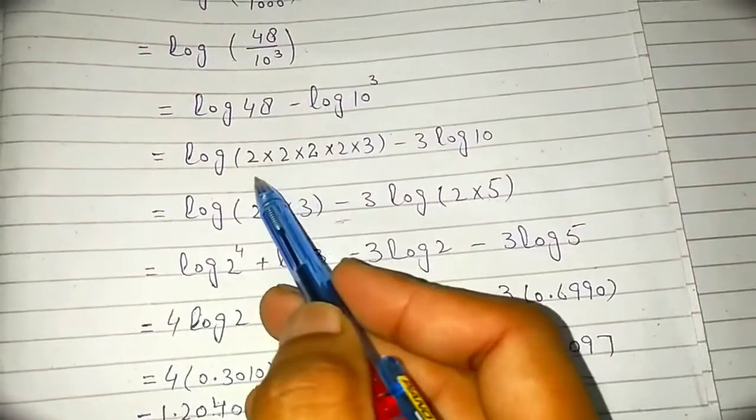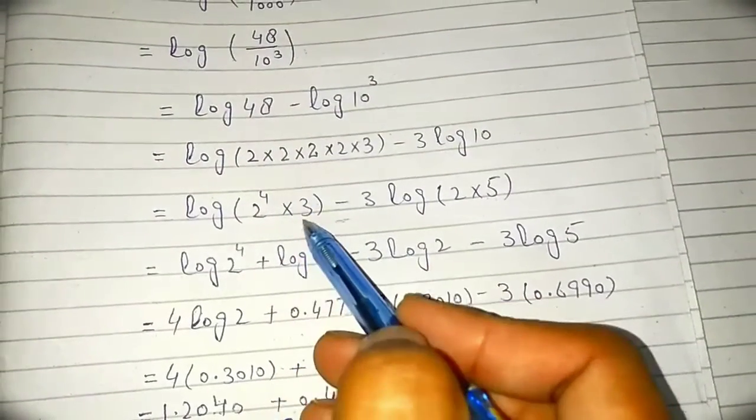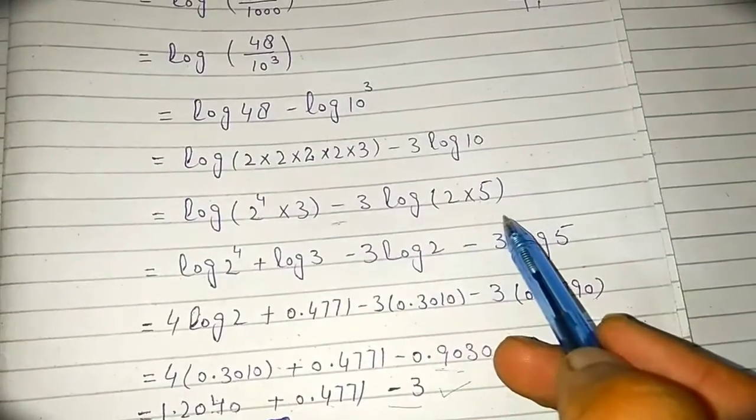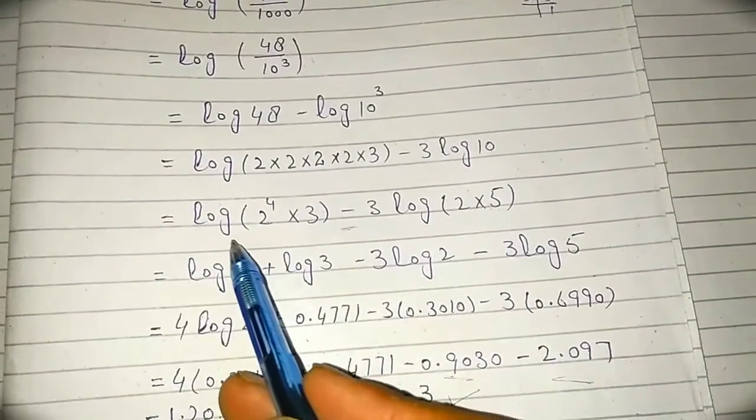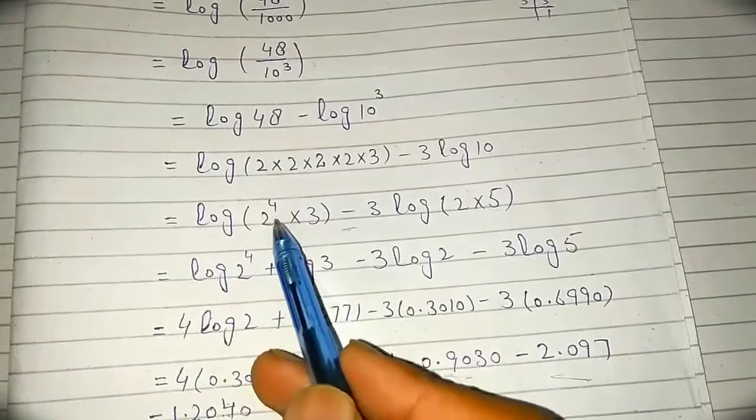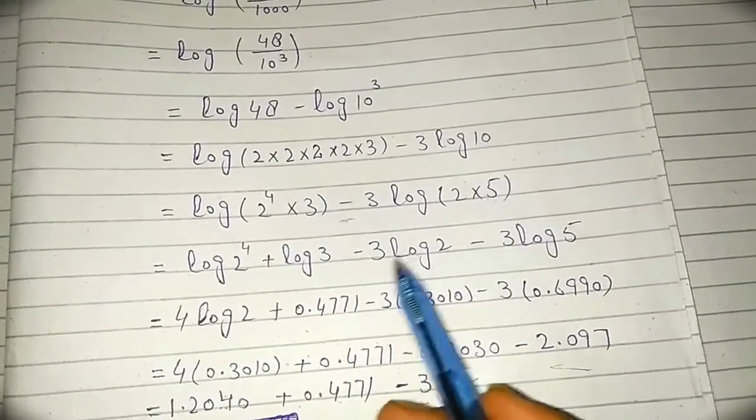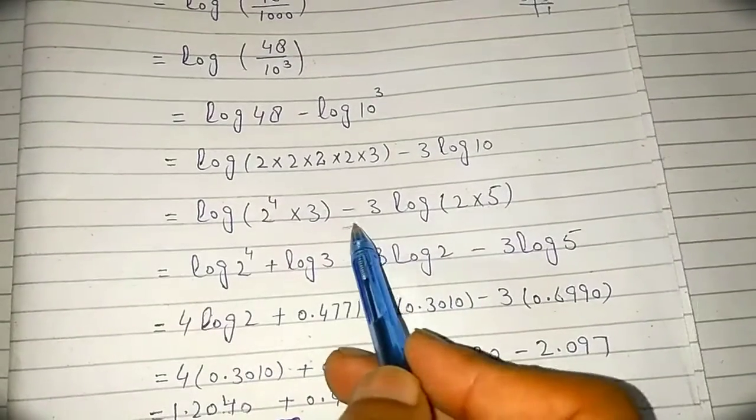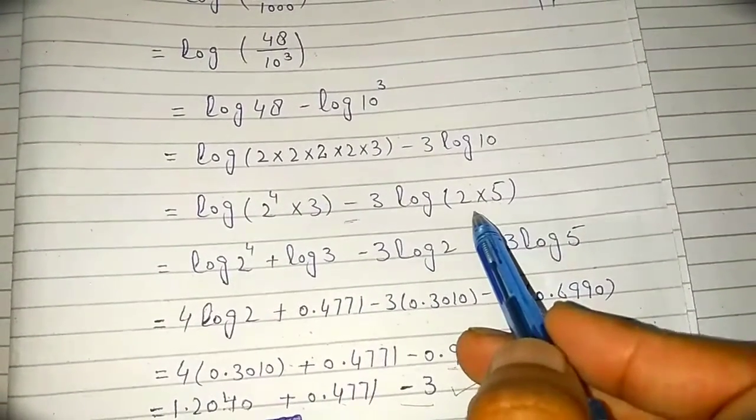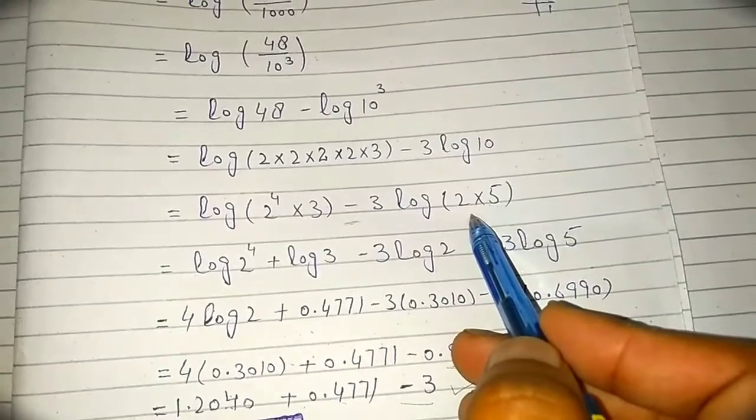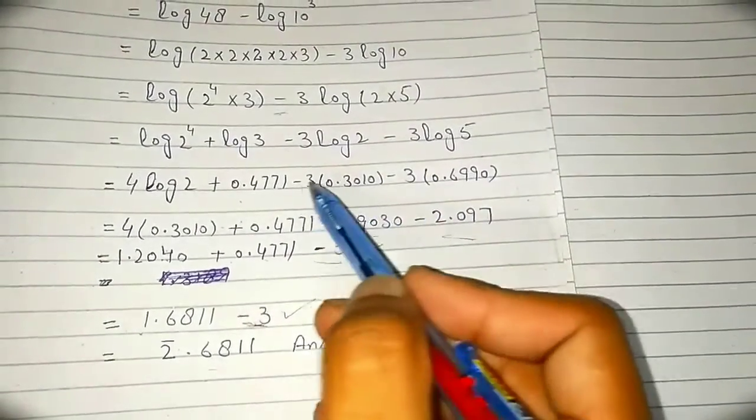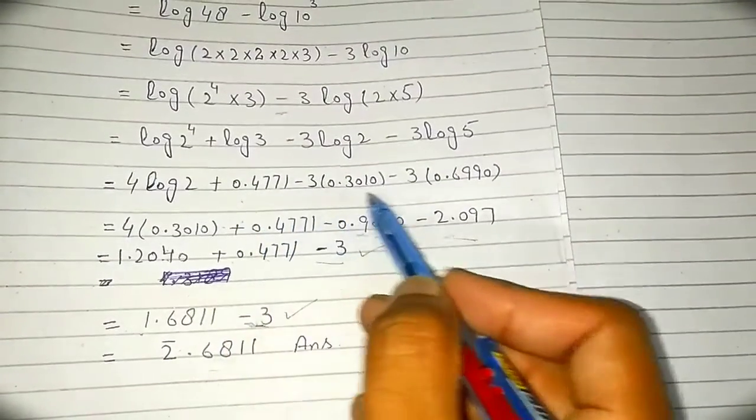Now this is equal to 2 to the power 4 multiplied by 3 minus 3 log 10, which will be equal to 2 multiplied by 5. Now using the first law of logarithm, 4 log 2 plus log 3 minus 3 log 2 and minus 3 log 5, because this minus will change the sign of log 2 plus log 5. Next, put the values of log 3, log 2 and log 5. You will get this type of values.